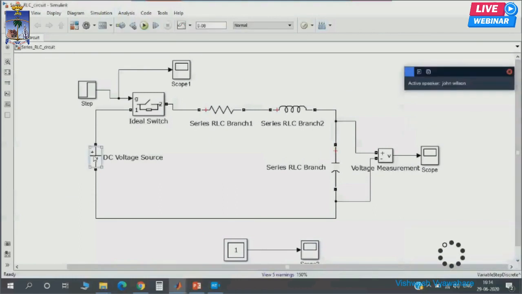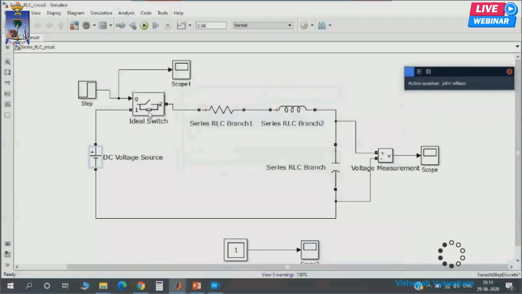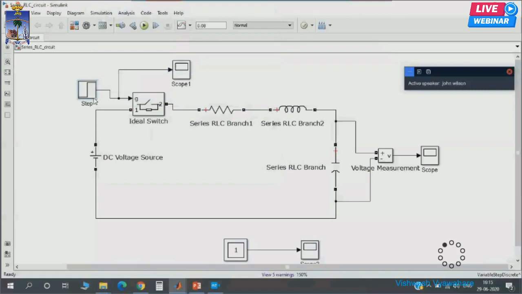So you have a DC source. How much is the value of the DC source? 100 volt. You have an ideal switch which you can drag from the libraries that I have shown you. And you are going to close this switch at t equal to 0.02. So the switch is initially open, and we are going to close the switch at t equal to 0.02. The simulation is run till 0.08 seconds.